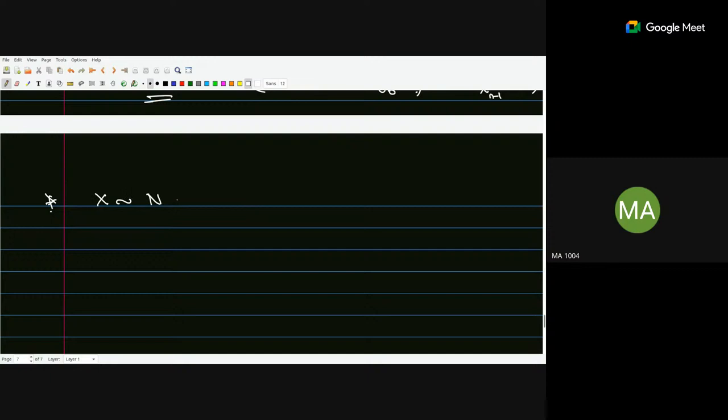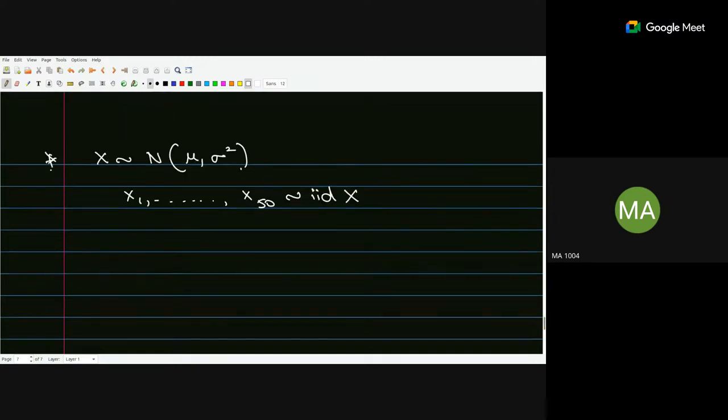So x is normally distributed with mu and sigma square, both unknown. For n equals 50 IID samples of x, so x1 to x50 follow IID x. Next, the sample standard deviation is given to be 6.2. So that means we were given the small s. I'm writing small s because I will use capital S for my test statistic. So this is given to us as 6.2.